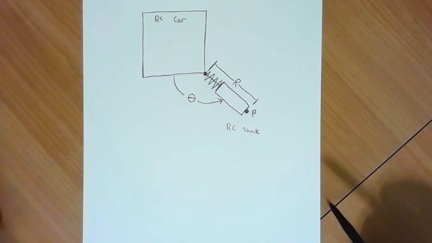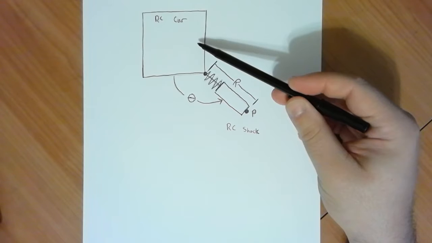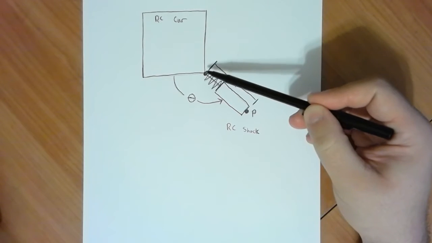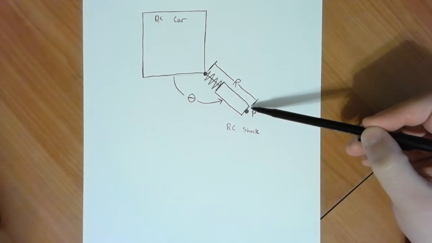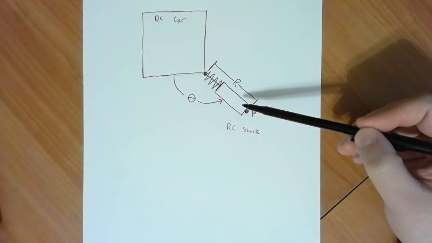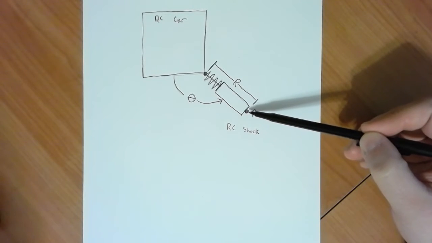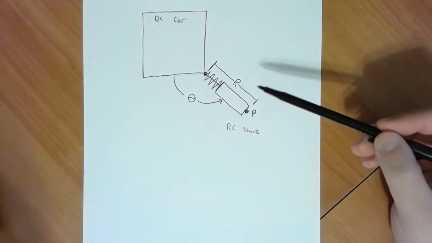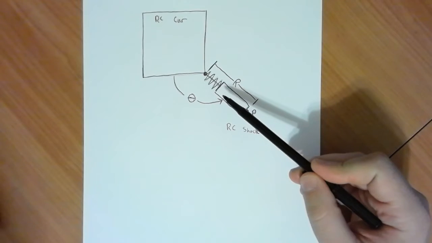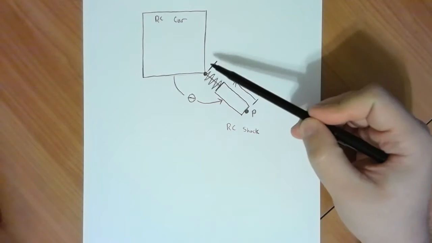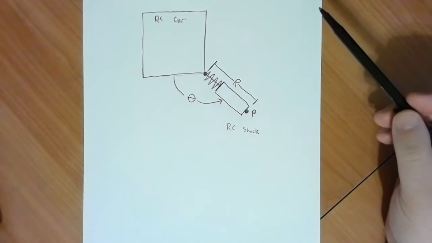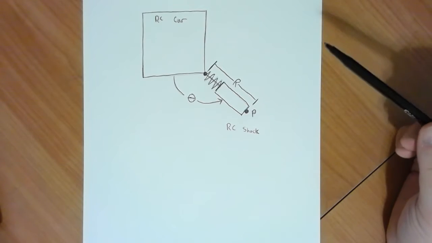So the idea is that I've got an RC car and I've got one of our RC car shock absorbers attached to the chassis of that car. And this shock absorber can basically do two things. I can squish it, squish it, squish it, or the shock absorber can actually rotate along this point through an angle theta. So it basically can move in two different ways.